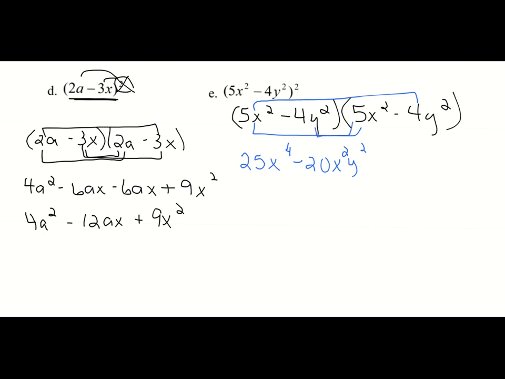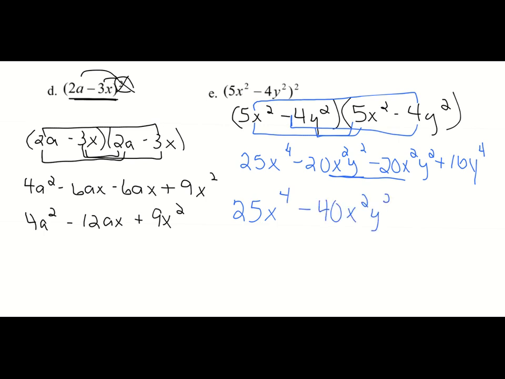Inner terms, negative 4 times 5 will be negative 20 again. And we'll have x squared, y squared. And then the last terms, two negatives, are going to make that positive 16. And it'll be y to the 4th when we add those exponents. Now again, those middle two terms are like terms, so I can add them. And negative 20 minus 20 is going to give me 25x to the 4th minus 40x squared y squared plus 16y to the 4th. And that will be our final answer for that one.